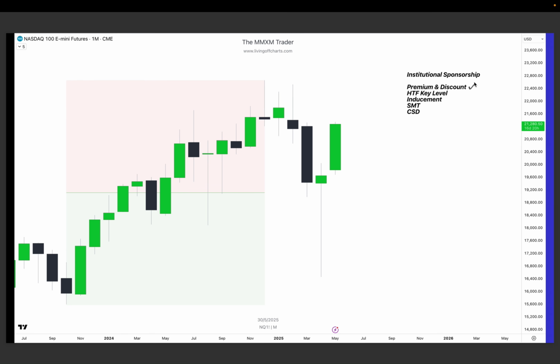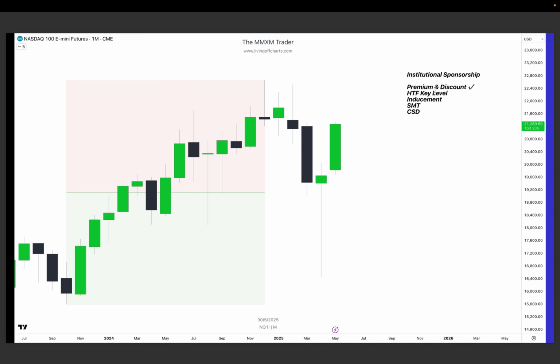So we want to see institutional sponsorship come into the market on the higher time frame. So what are the signatures of institutional sponsorship? Premium and discount, higher time frame key levels to trade off of, inducement for those higher time frame key levels, SMT, and a change in the state of delivery, right? From bullish to bearish or bearish to bullish.